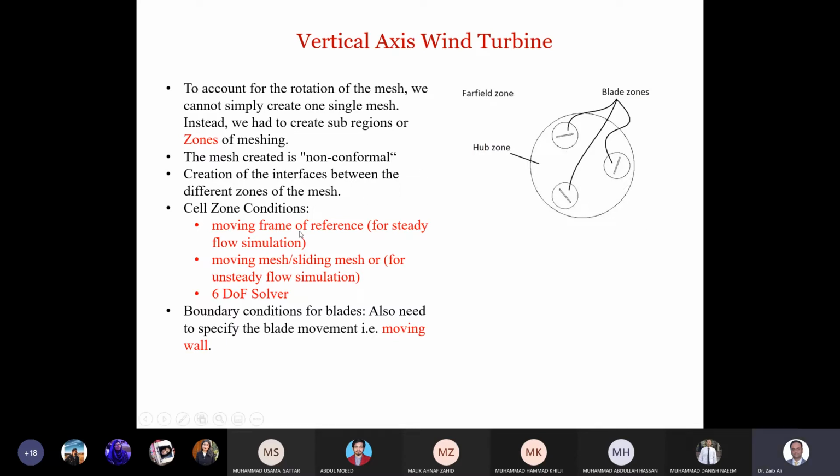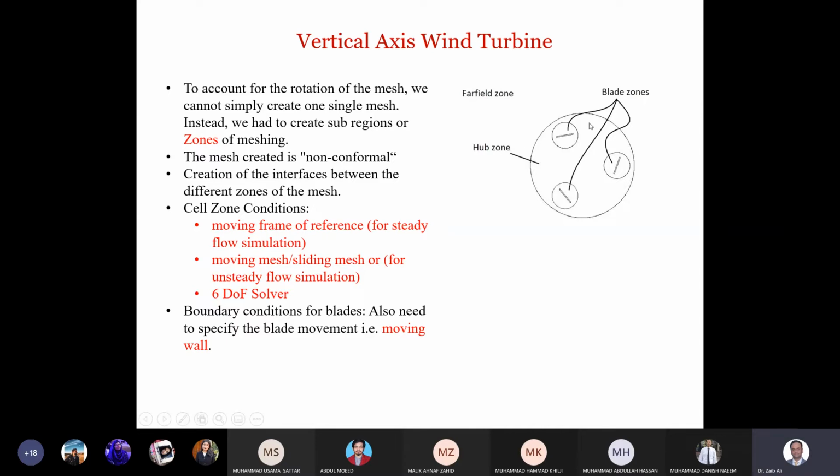But what options do we have to simulate this kind of problem? So we have three options, which vary from a very simple steady flow simulation to complex 6 degrees of freedom solving. So a very simple way of doing it is simulating this type of problem in a steady manner. So what does that mean? So this is the inner region, the hub, and these are the blades. So the simplest option is to go for a moving frame of reference simulation.